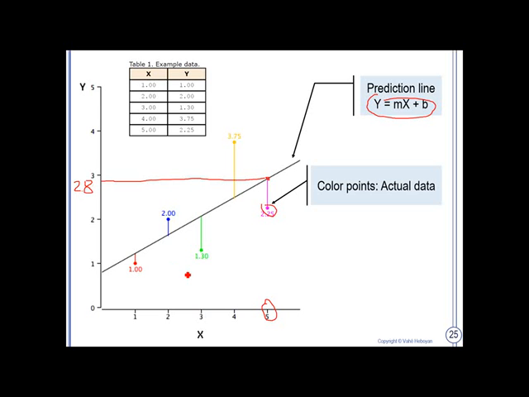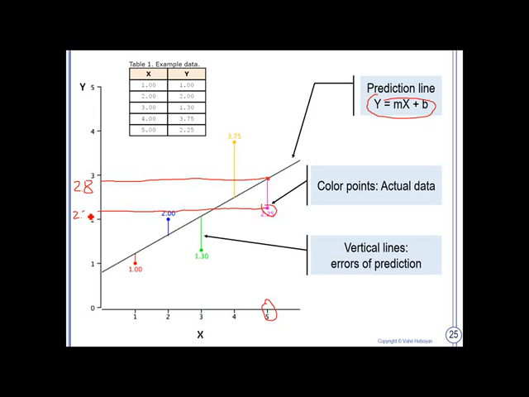Okay, and that's what causes our next term, which is called the errors of the prediction. Again, the errors of prediction are basically the difference between the actual value, 2.25, and the predicted value of 2.8. In this case, you will have approximately 0.55 of an error.